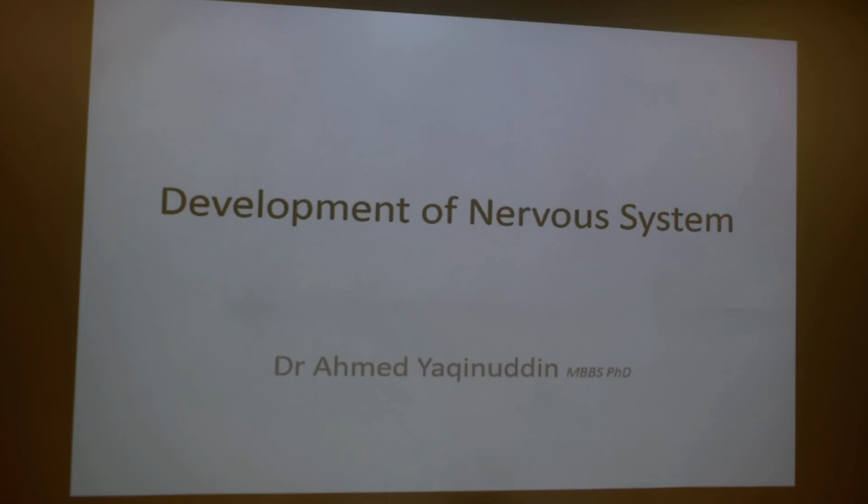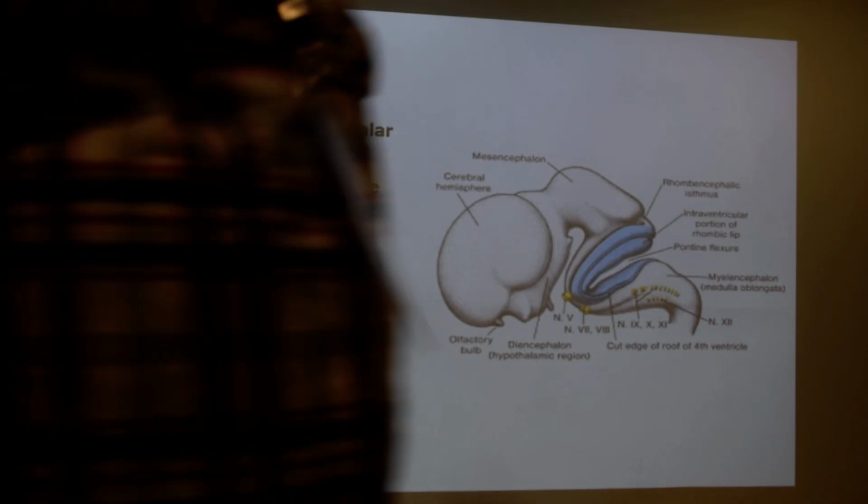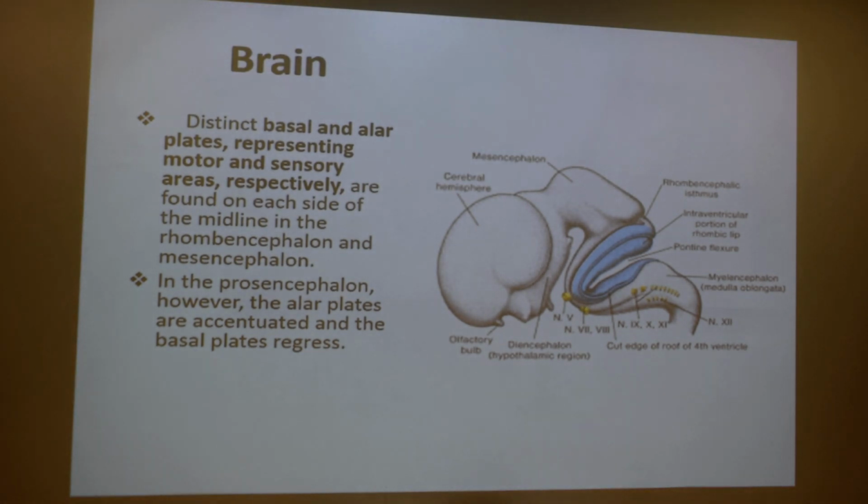We are going to deal with the development of the brainstem. We are going to talk about the development of the diencephalon, and then we are going to talk about the development of the telencephalon or the prosencephalon. So, if you remember, we finished last time when we were talking about the development of the nervous system.